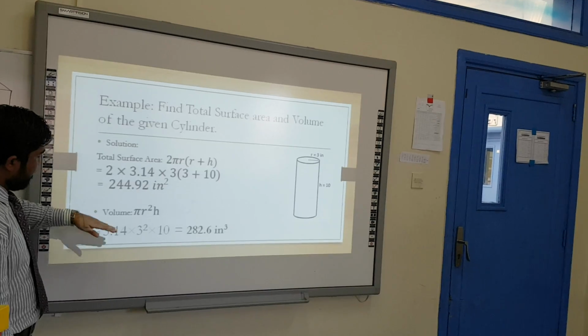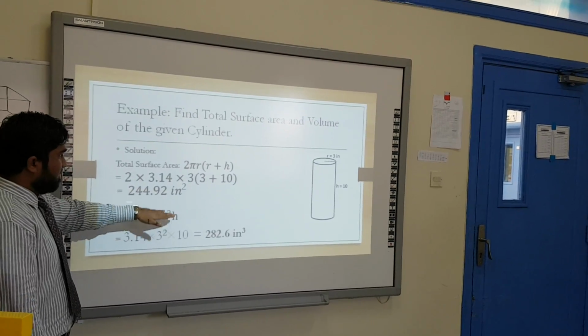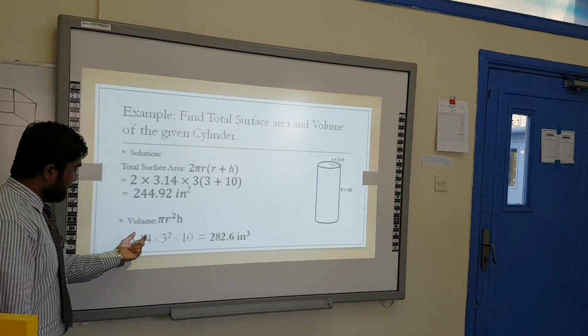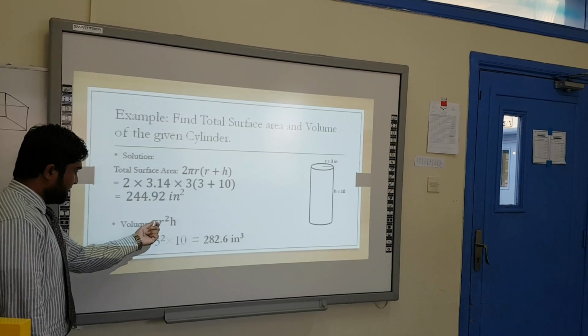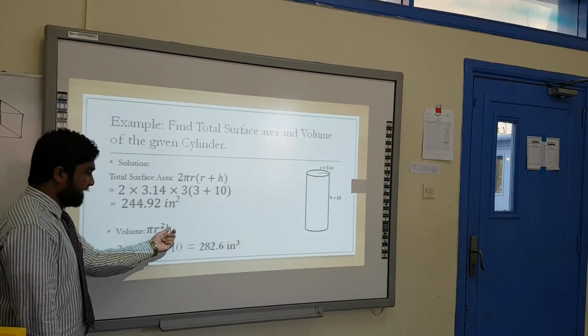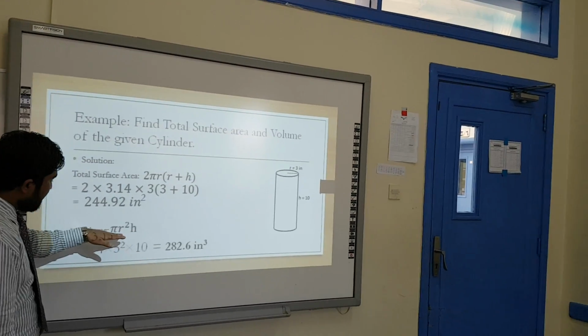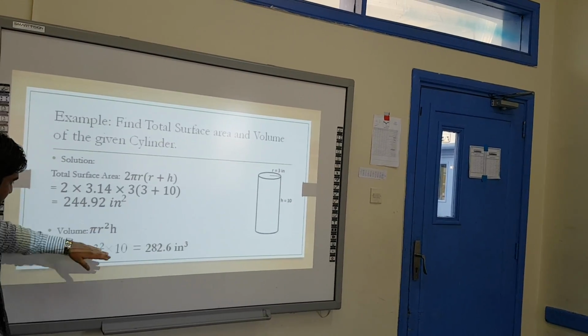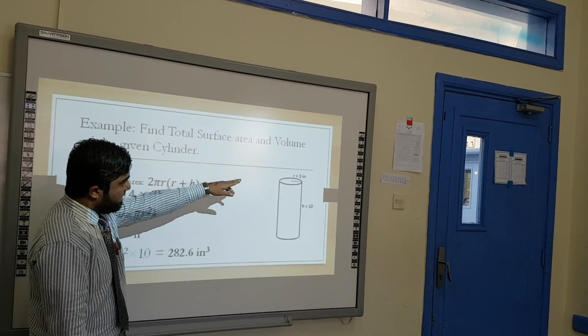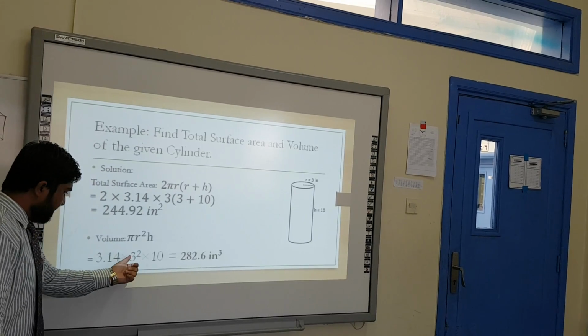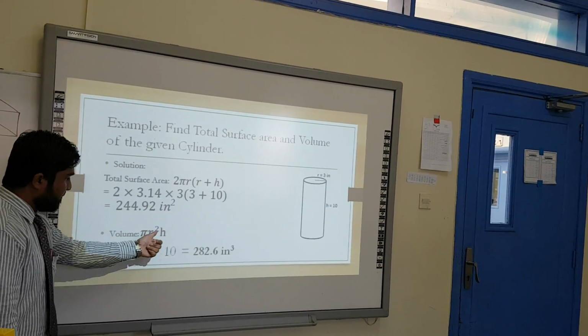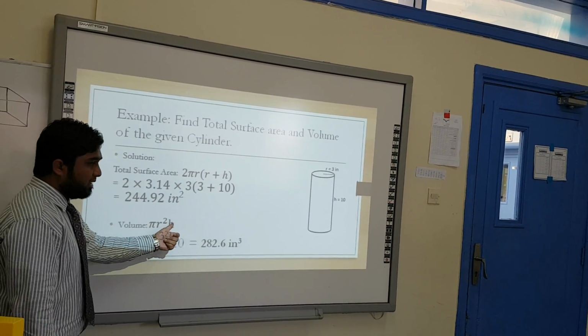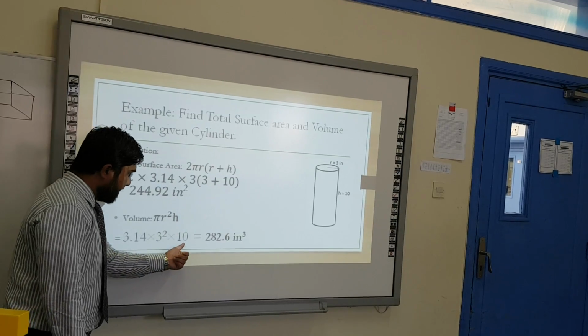Now, if you want to find the volume of the cylinder, as we see that the formula is pi times r to the power 2 times h. Pi has a fixed value 3.14 times the radius. Radius is given as 3 here, as you can see. So we will substitute radius as 3 to the power 2 times the height. H is given as 10 here.